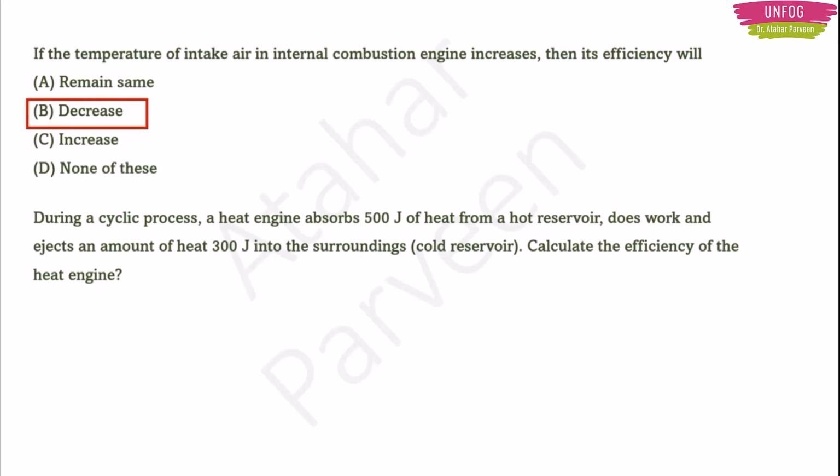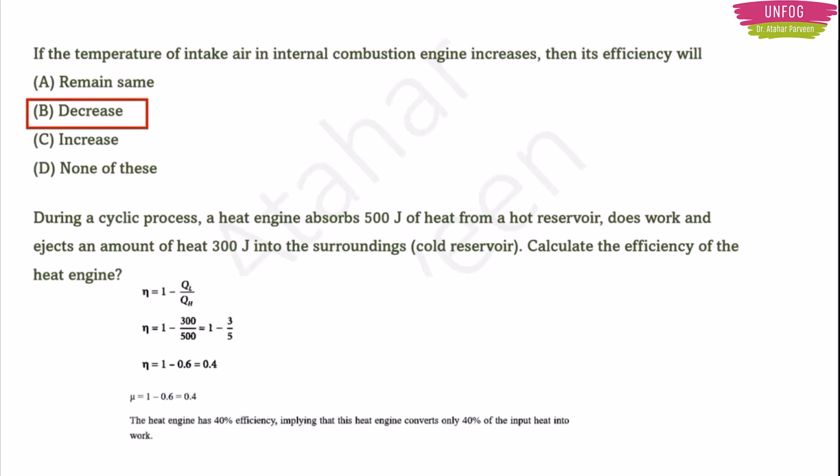For a heat engine, efficiency is equal to 1 minus Q2 upon Q1, right? This Q2 will be low. Q1 will be high. Whatever is low, you put it in the numerator. Whatever is high, you put it in the denominator. Here it is 300 for numerator. For denominator, it will be 500. 1 minus 300 by 500 will be 1 minus 3 by 5. 3 by 5 is nothing but 0.6, so the efficiency will be equal to 0.4. If you want to calculate it in percentage, then you have to multiply it with 100 always. So 0.4 into 100 will give you 40%. The answer will be 40% efficiency this heat engine will have.